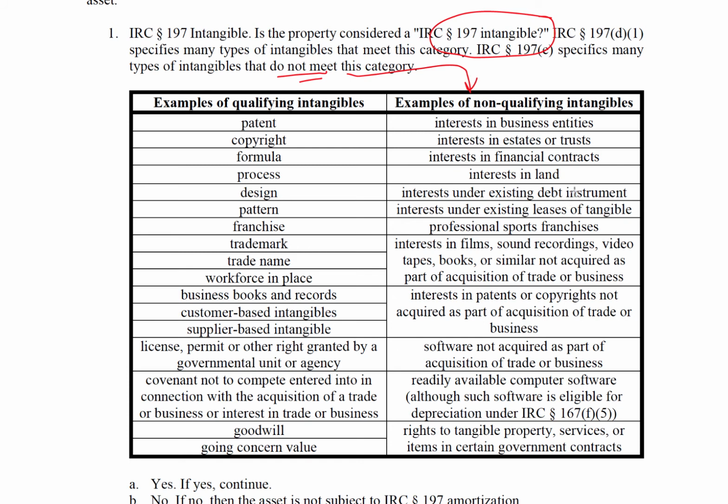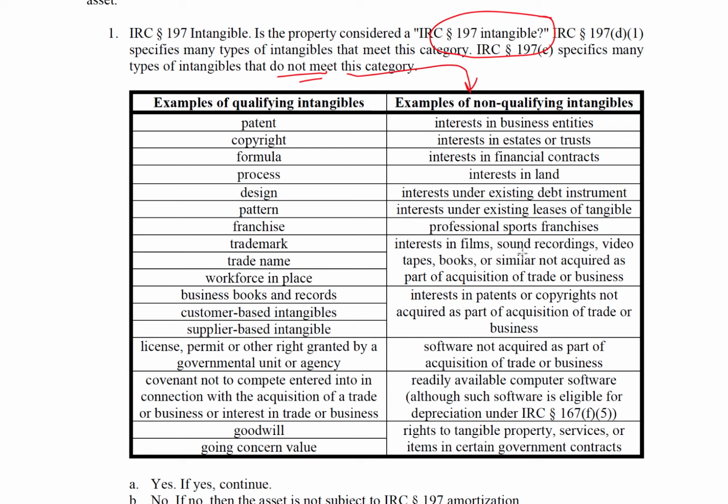Interest under existing debt instruments. So if you have some type of contract with respect to a debt instrument, then you can't amortize that. Interest under existing leases of tangible property. Professional sports franchises. So you might be wondering, okay, somebody purchases a professional sports franchise. I noticed that franchises in general can be amortized, but professional sports franchises cannot. We're talking about the franchise fee, generally speaking, versus the professional franchise fee. It cannot. It has to be capitalized over time.